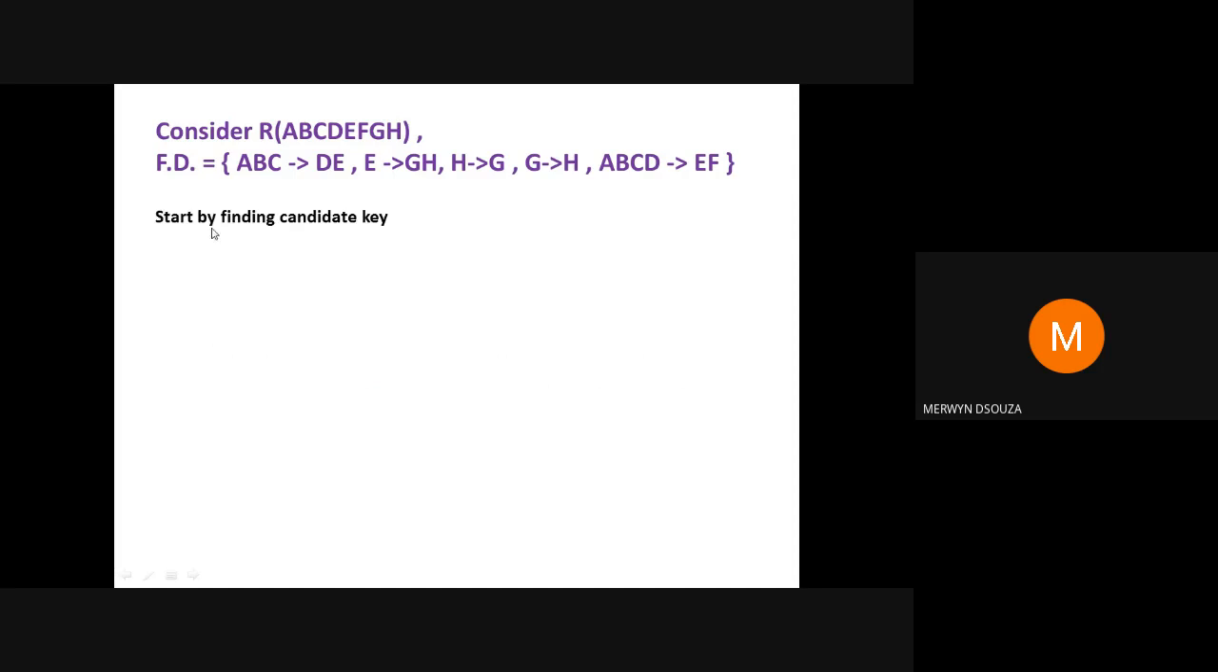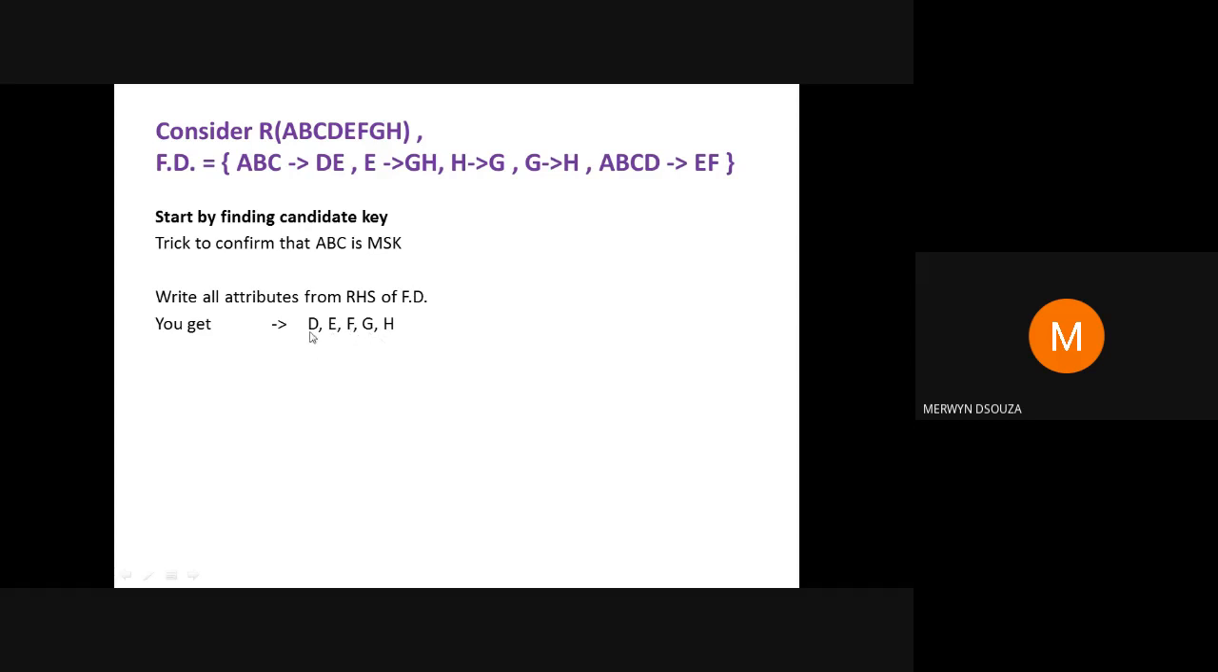If you use the trick, actually we are just finding the minimal super key. It's not the candidate key. What you do is list down all the attributes from the right hand side of the functional dependencies. Don't repeat the attributes, just write them down once. You will get something like this: D, E, F, G, H. You can write in any order, it does not matter.